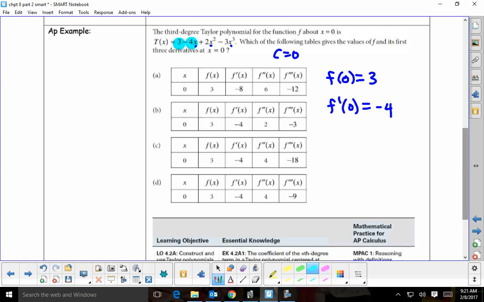Then we get into the little bit tougher ones that say f double prime of 0 over 2 factorial has to match with 2, the one with the squared. So f double prime of 0 is 4. Okay, if you didn't get that far, keep going and get the last one.